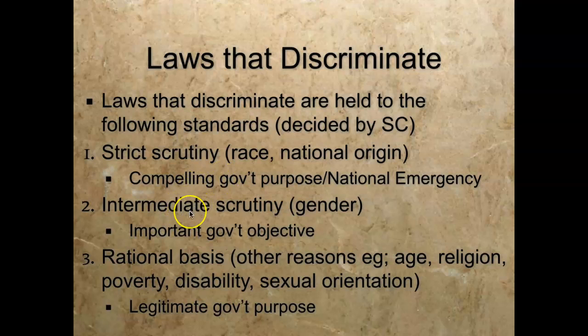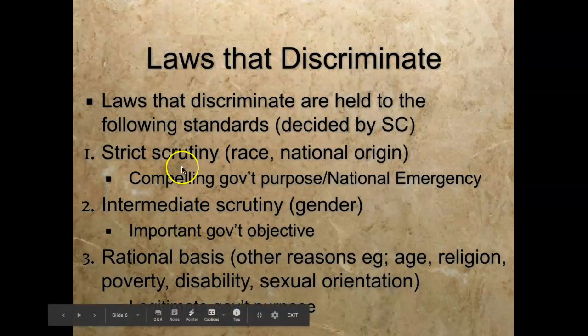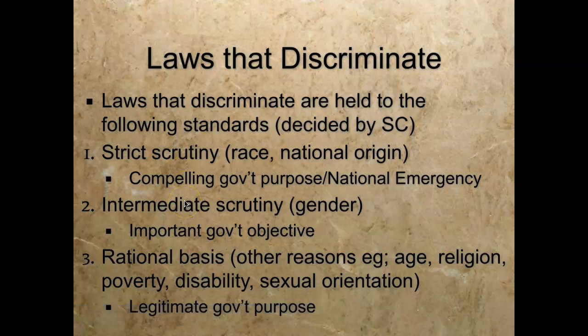Let's go down here to the second level. Laws that discriminate on the basis of sex also violate the Equal Protection Clause, but the standards of review are somewhere between rational basis and strict scrutiny. It is called, oddly enough, intermediate scrutiny. Under intermediate scrutiny, gender discrimination will be permitted only if the government can demonstrate an important government objective.